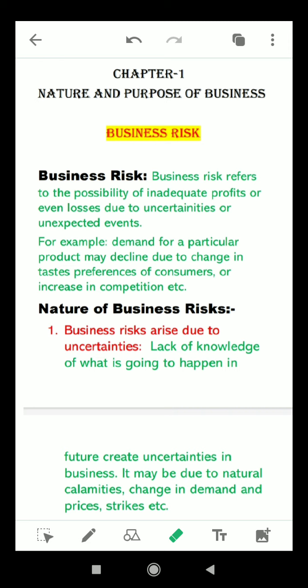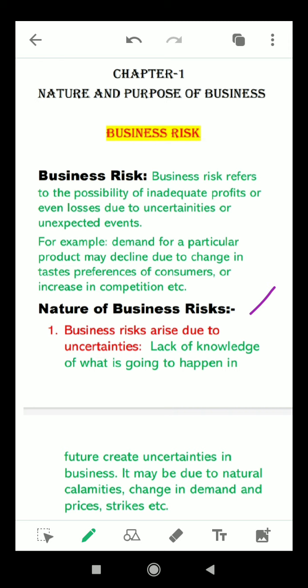Then the nature of business risk. The uncertainties of the future bring risk, and risk is inherent in every type of business. Some risks may be foreseen and insured, while others may not be predictable and cannot be insured. So the nature of business risks can be explained as follows.